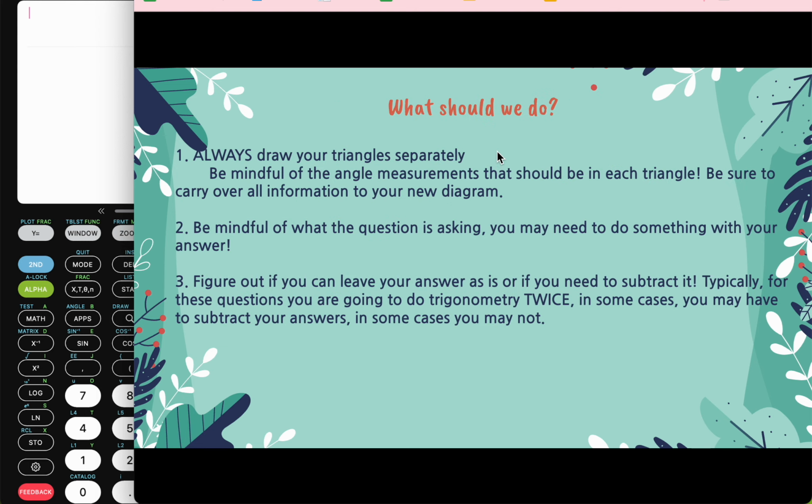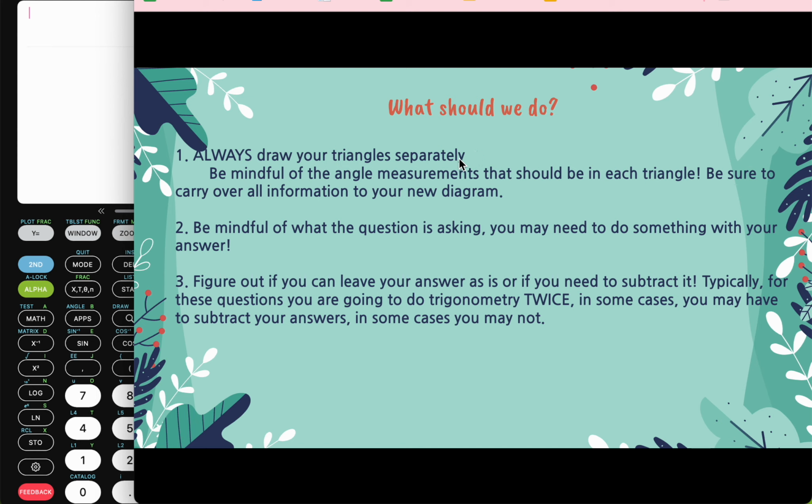What should we do with these questions? Well, we always recommend that you draw your triangles separately. This is no different than when we do congruence or similarity. You always want to draw your triangles separately and in the same orientation. When you're drawing them separately, though, you want to be mindful of the angle measurements and of the side values that are getting carried over. Typically, they'll give you a portion of a side or the smaller angle, right? So we have to be mindful of that when we're redrawing.